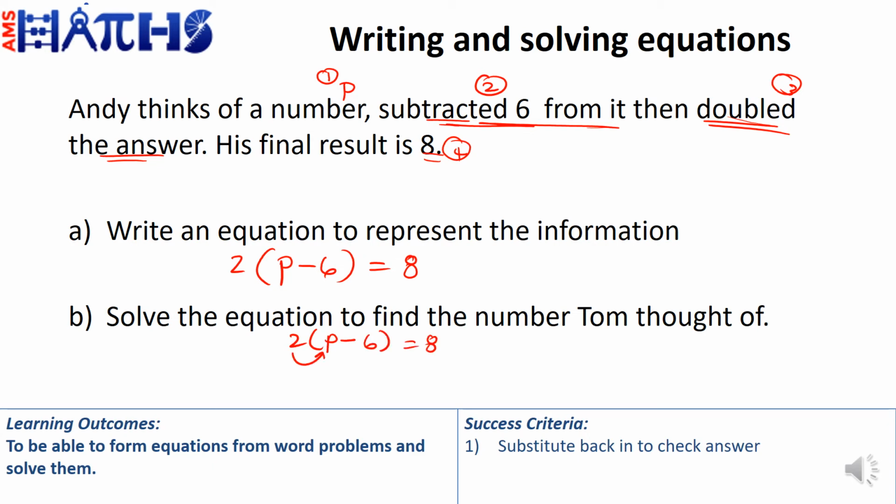Expand the bracket first. 2 times P, 2P. 2 times minus 6 is minus 12. And we keep our equal 8. Then to solve, we'll add 12 on both sides, which gives us 2P on the left. And on the right, we would get 8 plus 12 is 20. Then we'll divide both sides by 2. And so we would end up with 2 divided by 2 is 1. So that leaves us with P. And 20 divided by 2 is equal to 10. So the number that Andy thought of was 10.